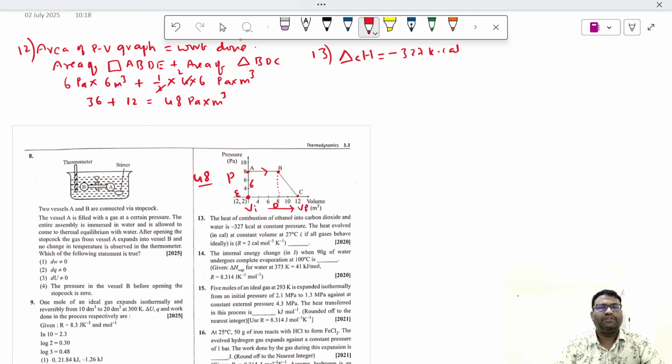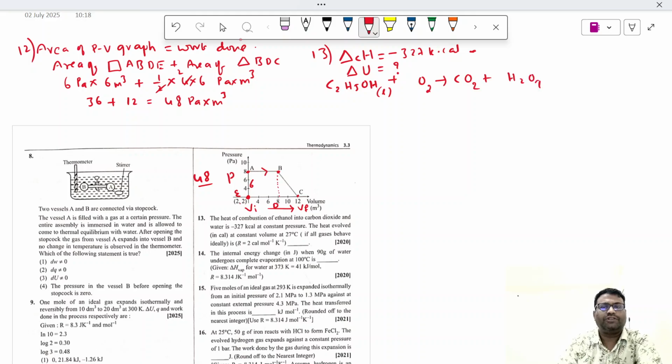At constant volume means delta U you need to calculate. The heat evolved in calories at constant volume at 20, if all the gases behave ideally. So this is asked. So the heat of combustion of ethanol. Ethanol is C2H5OH, which is in liquid state. Combustion means with O2 it gives CO2 plus H2O. H2O is liquid, carbon dioxide is gas, oxygen is gas.